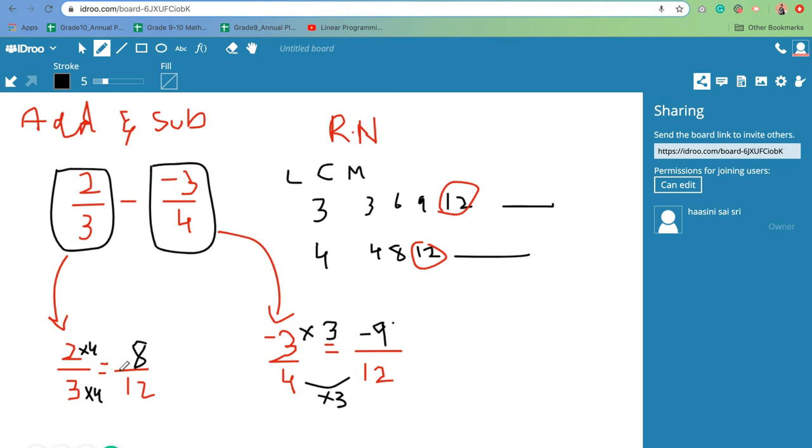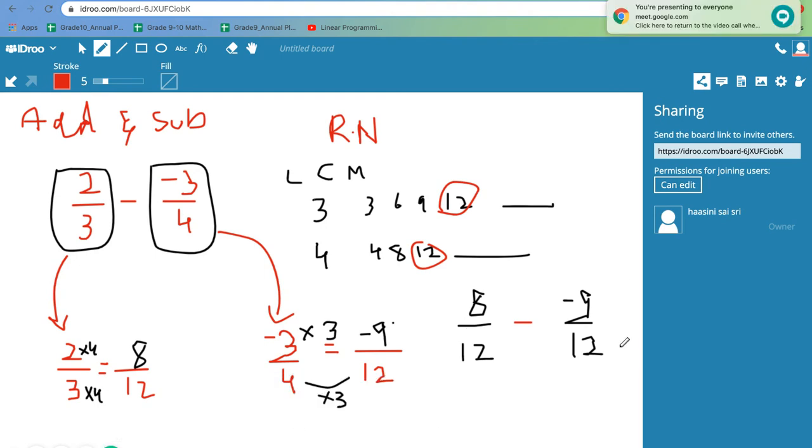Right? So now I'm going to write both of these numbers. So 8 by 12 is there. I'm writing its equivalent fraction. Instead of 2 by 3, I wrote 8 by 12. Instead of negative 3 upon 4, I am writing negative 9 upon 12. Now the subtraction stays the same. Nothing is done to the subtraction.